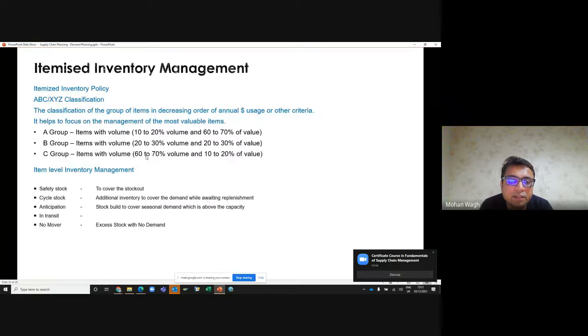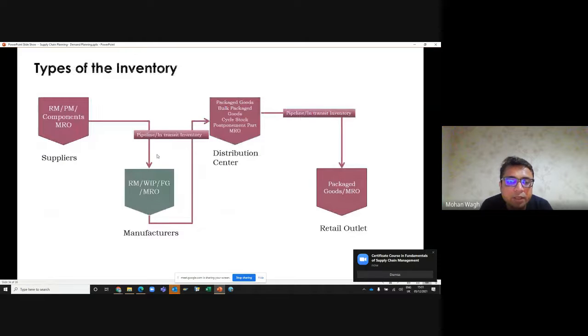And something which is in the pipeline, which means we have placed an order to our supplier, and it has not reached our site. It's called in pipeline or in transit inventory. I hope we are clear with what are the various types of inventory we are talking about.